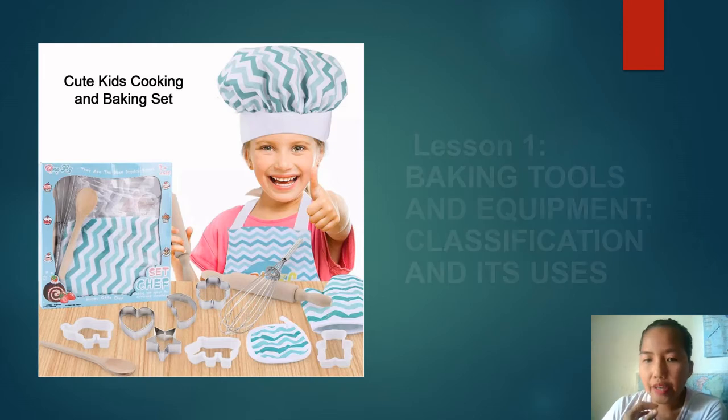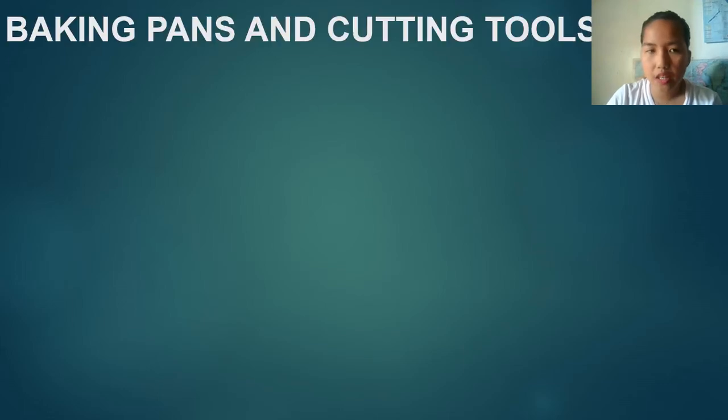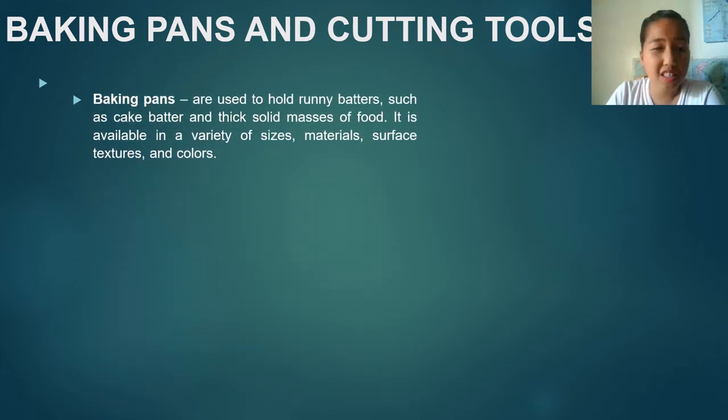For our module 1, we have lesson 1, baking tools and equipment, its classification and uses. The first one here is baking pans and cutting tools. It is really important to know the different baking pans and tools in baking, so that it is easier for you to know what particular tool is used in a certain recipe. Baking pans are used to hold runny batter such as cake batter.